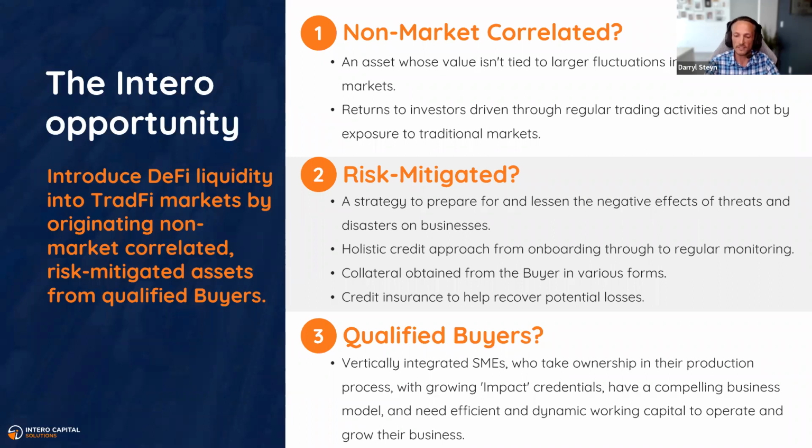So that would include taking title over the stock. In other words, the goods that we are paying for on behalf of our buyer remain ours until that trade is settled. Finally, we add a layer of credit insurance, which helps recover potential losses in the event of default.